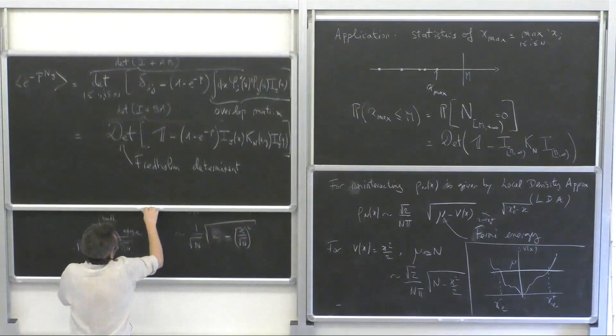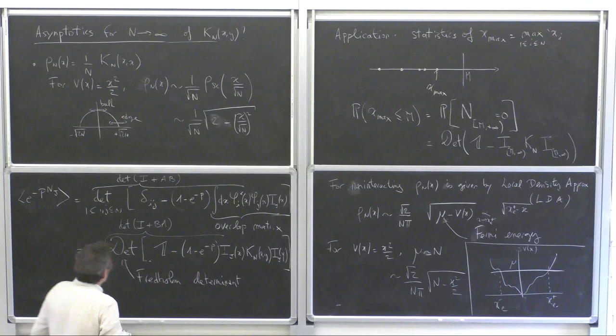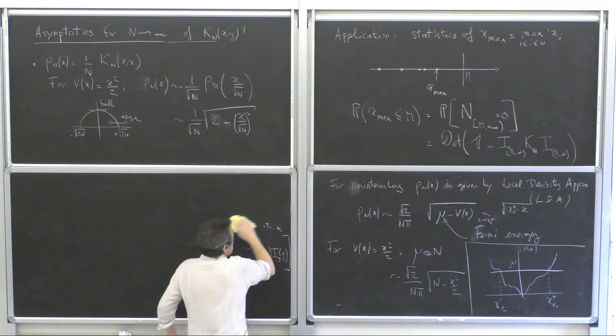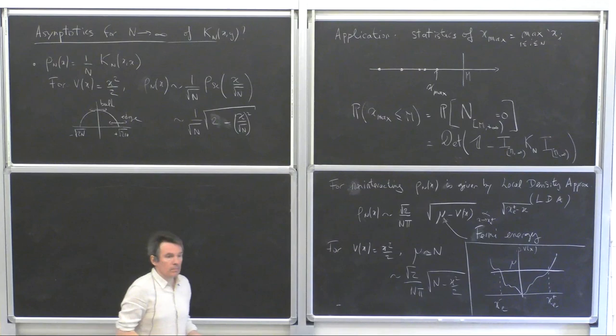So it turns out that if you look at the things in the bulk, the limiting form gives the well-known sine kernel. Yeah, in this case, this is non-interacting.